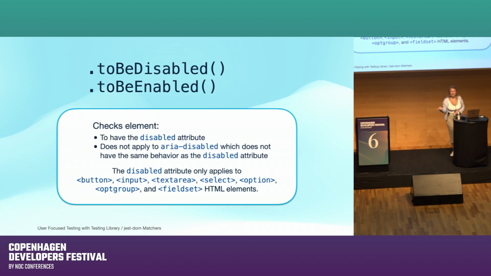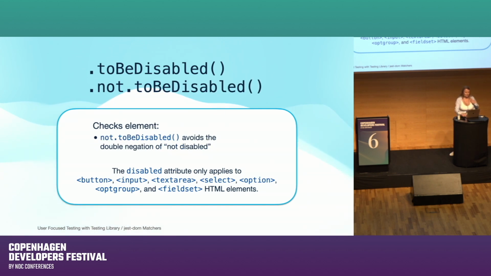These matchers, toBeDisabled and toBeEnabled, look for the elements with the disabled attribute. They do not apply to the ARIA disabled attribute, which doesn't have the same behavior as disabled. The disabled attribute only applies to certain HTML elements like button, input, textarea, select and their options, optgroups, and fieldset HTML elements. toBeEnabled works the same as not.toBeDisabled and helps to avoid the double negation of not disabled.